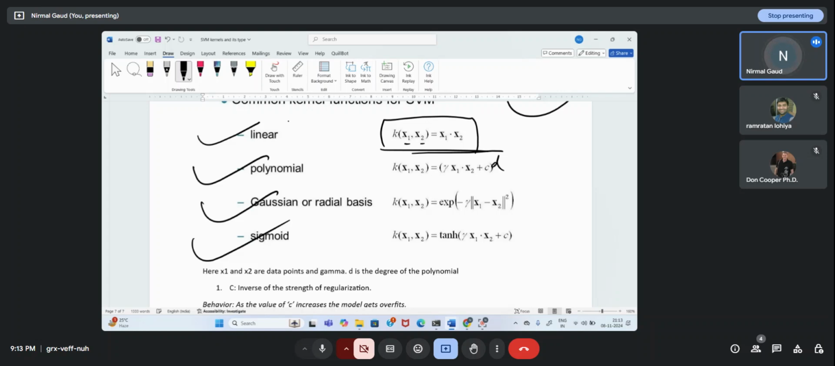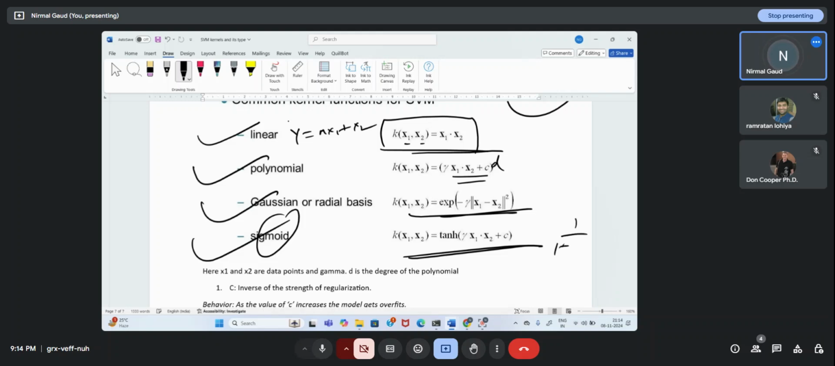If I'm having two parameters, x1, x2, then linear will be y equal to mx1 plus x2, something like that. And this can be put into the polynomial to the power d. Gaussian, this is exponential. Asymptote is tanh, whether it's tanh or, you know, the sigmoid. What is the formula for sigmoid? 1 upon 1 plus e to the power minus x. This is the formula for sigmoid.